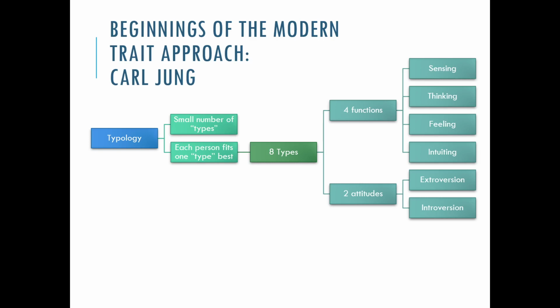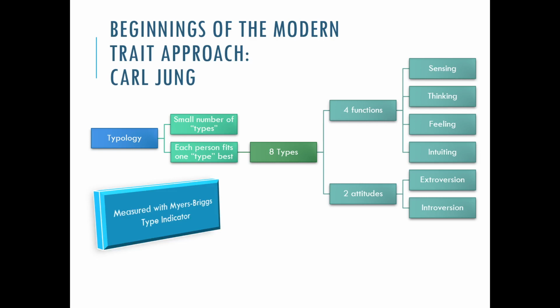And then you've got these 4 functions of sensing. So if you combine the 2 attitudes and the 4 functions into all the constellations that they can have, you're going to end up with 8 basic types. So you've got the extroverted sensing, extroverted thinking, extroverted feeling, extroverted intuiting. So that's 4 types of people. And then you've got the introverted, those 4 things.